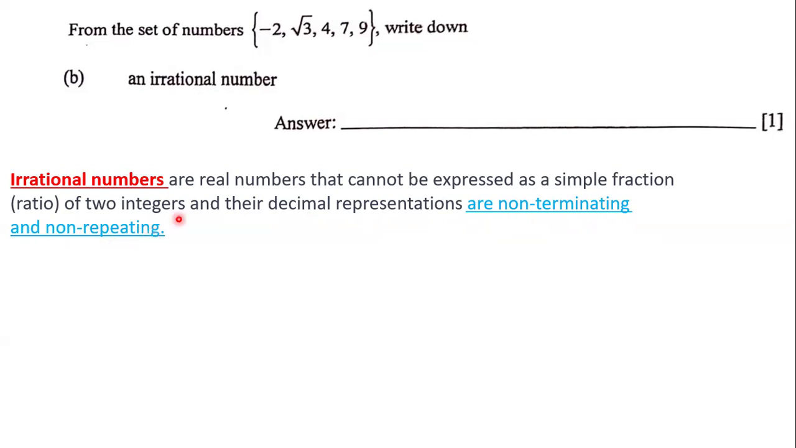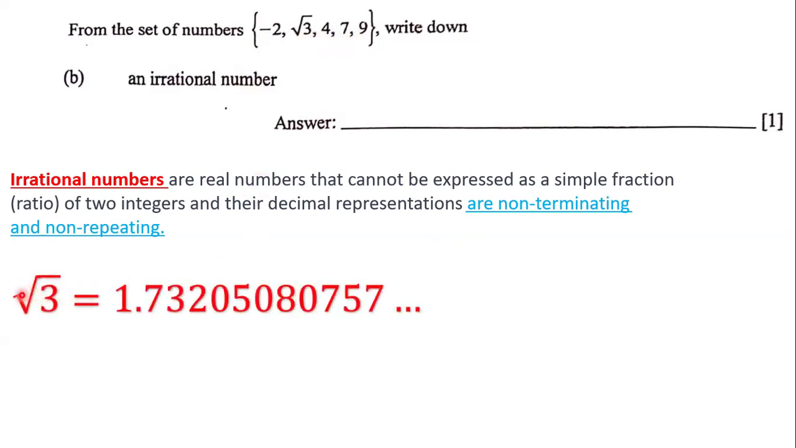And so if we look at -2, square root of 3, 4, 7, and 9, which one of these is an irrational number? Let's consider the square root of 3. If we write it in terms of a decimal, this is going to be 1.732050807757 and so on. So it does not stop, so it continues. And it's non-repeating because this decimal doesn't follow a consistent pattern. And so that means that the square root of 3 is an irrational number from the set of numbers.